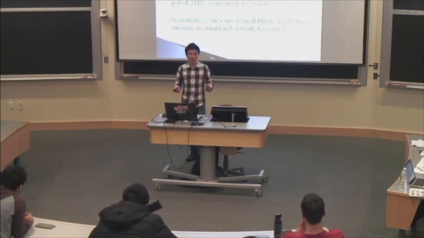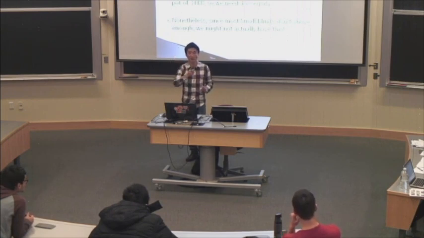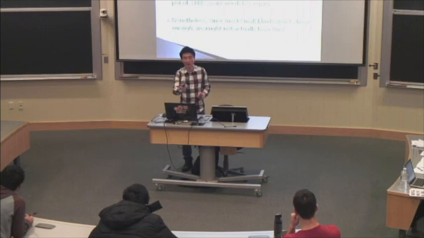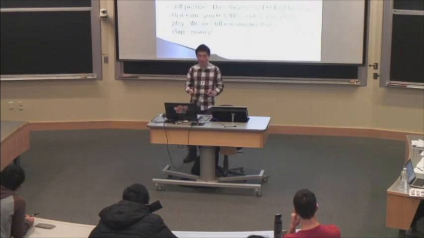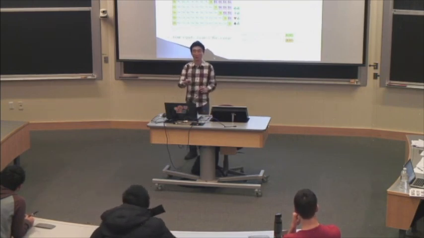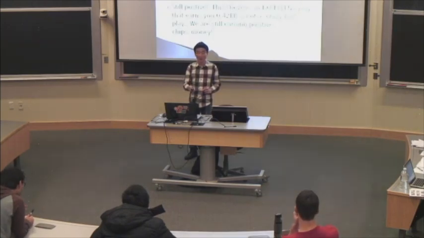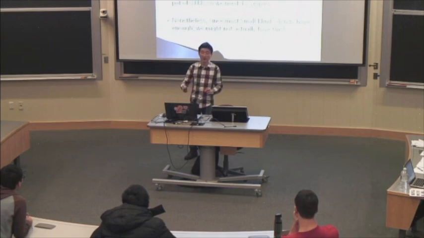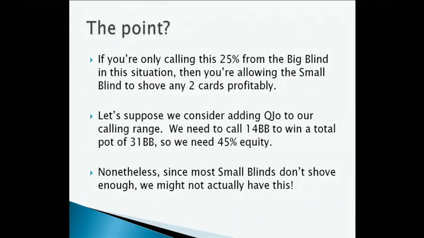So I guess the lesson is, when I took the poll around the class, you guys wanted to call even less than 25%, right? Like 25% still includes ace 2 offsuit and still includes hands like queen, king 10 offsuit, queen 10 suited, king 8 suited. So even 25% is sort of too low in the sense that it allows a small blind to shove any two cards profitably. Shove means all in. And in reality, it might be even lower if people were being truthful when they put up their hand for what they're calling with, right? So basically, my point is, I think people are too afraid to go all in preflop. Going all in preflop is fine, basically.